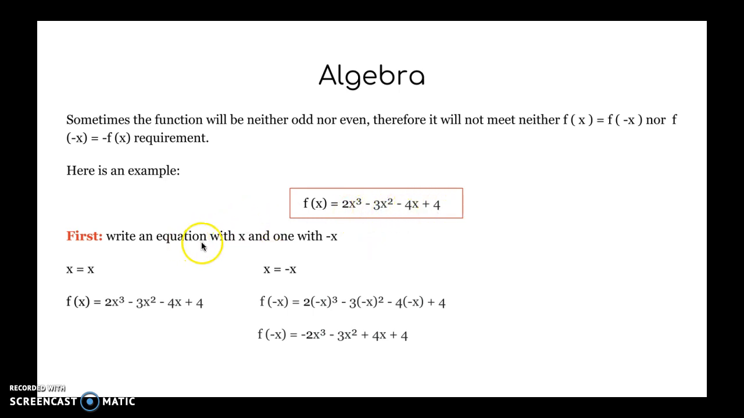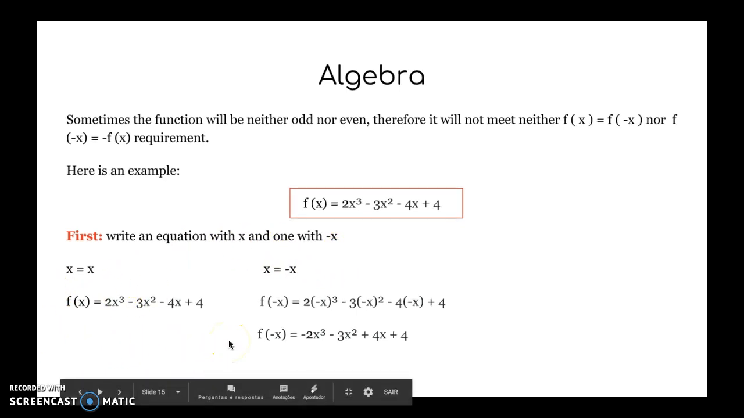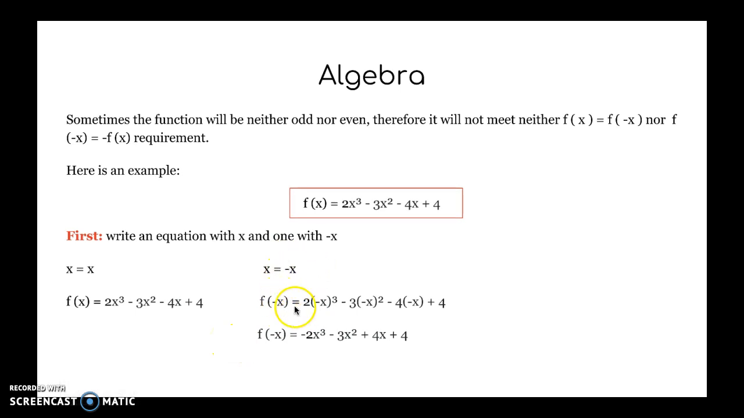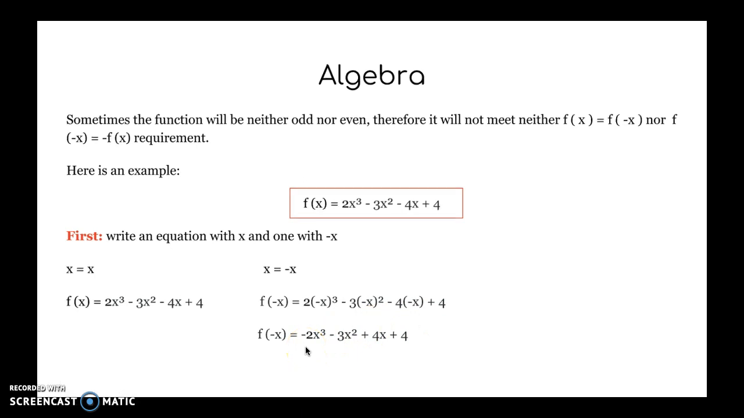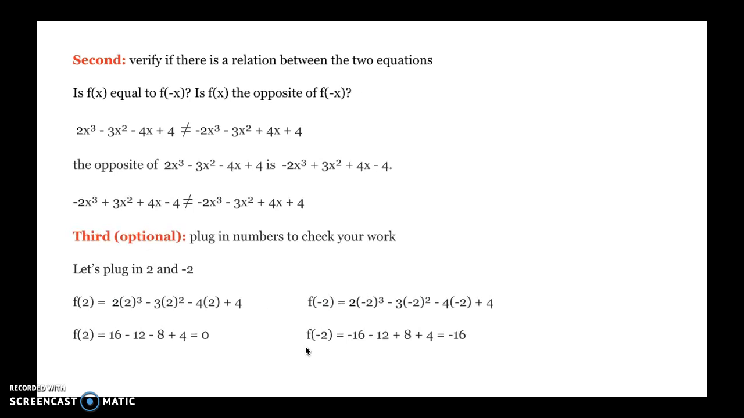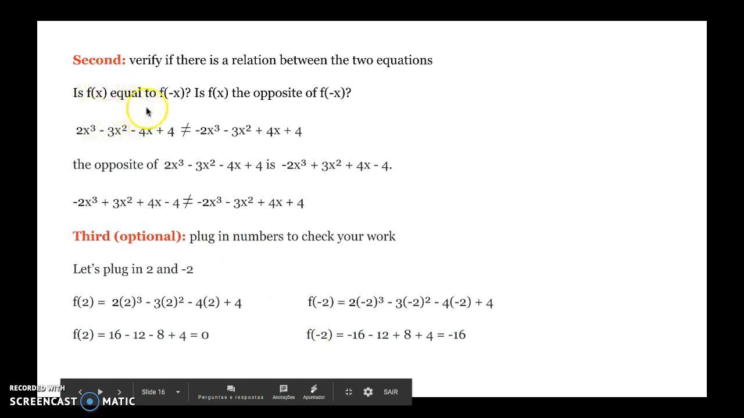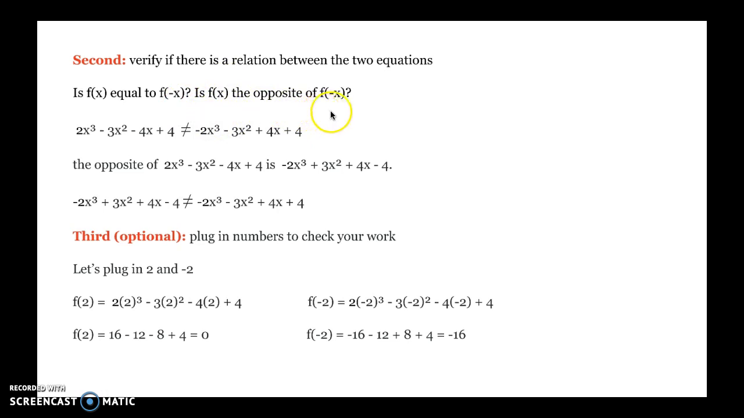First, we have to write an equation with x and one with negative x. The one with x will be the same, and the one with negative x will be 2 times negative x to the power of 3 minus 3 times negative x squared minus 4 times negative x plus 4. It will give us negative 2x to the power of 3 minus 3x squared plus 4x plus 4. Second step, verify if there is a relation between the two equations. The two possible relations are f of x being equal to f of negative x, or f of x being the opposite of f of negative x.